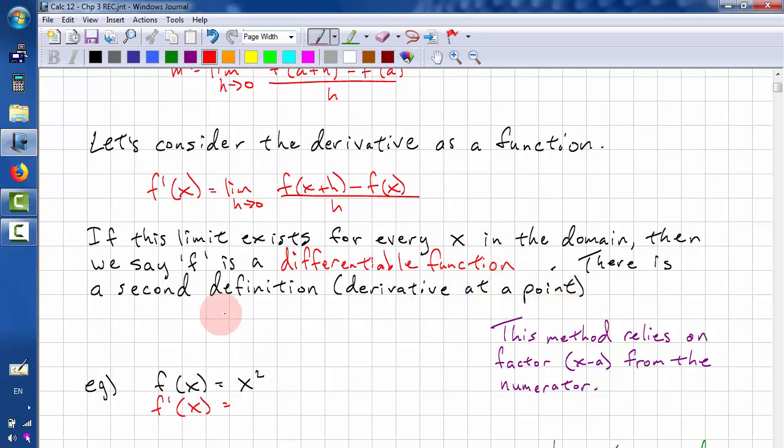There's a second definition, a derivative at a point. f prime of a equals limit as x approaches a, f of x minus f of a over x minus a. And this method relies on being able to factor x minus a from the numerator. That way we can cancel out with x minus a in the denominator. So let's look at an example.